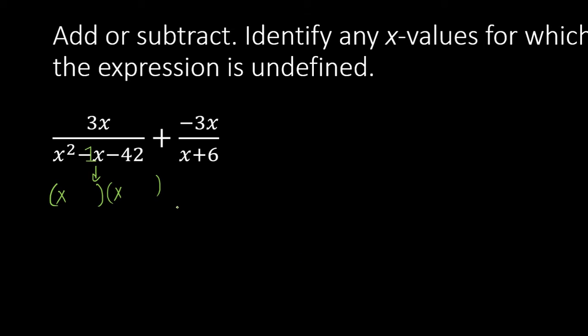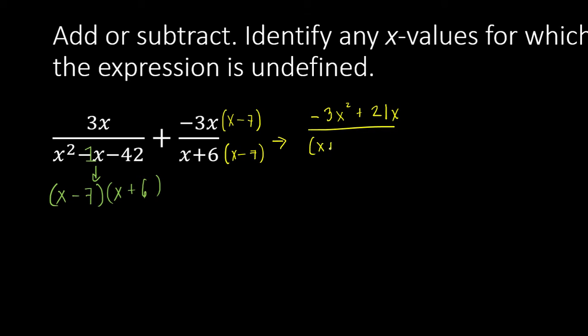Notice that this is negative 1. What about 6 and 7? So if I had a positive 6 and a negative 7, and I multiplied them together, I would get negative 42, and I added them together, I'd get negative 1. Notice that my other denominator already has that factor of x plus 6. So if I multiply the denominator times x minus 7 and the numerator times x minus 7, I'll have common denominators. So I end up with negative 3x squared plus 21x all over x plus 6 times x minus 7.